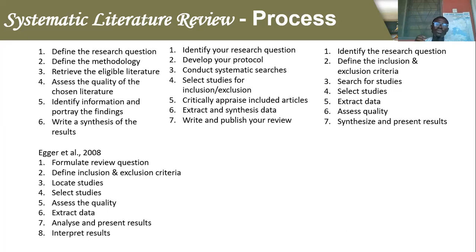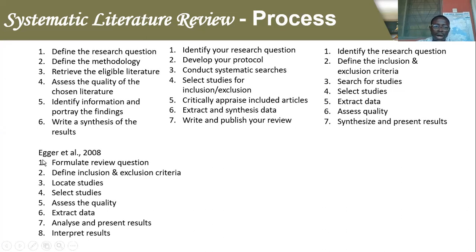Then third, retrieve the eligible literature. 4, assess the quality of the chosen literature. Then 5, identify information and portray the findings. Then the 6th and the last one is to write a synthesis of the results. However, Iger et al. 2008 also stipulated the various processes that we need to follow in conducting a systematic literature review.